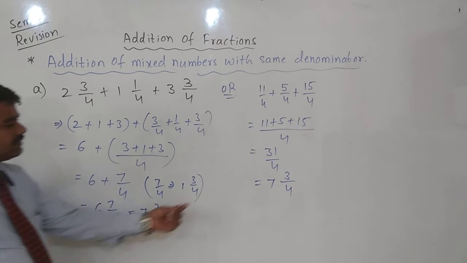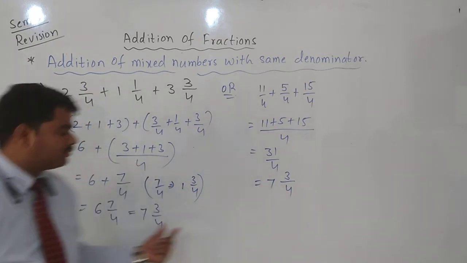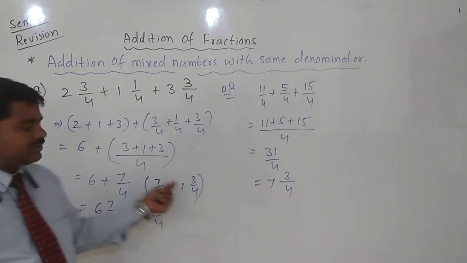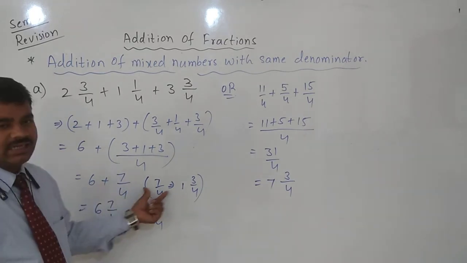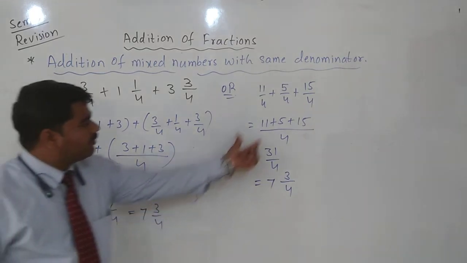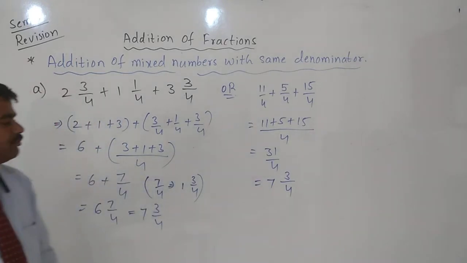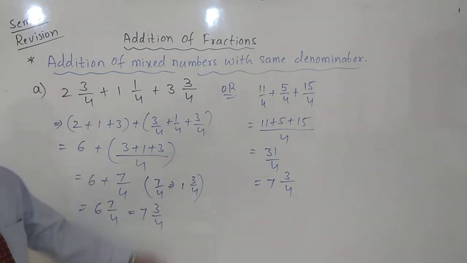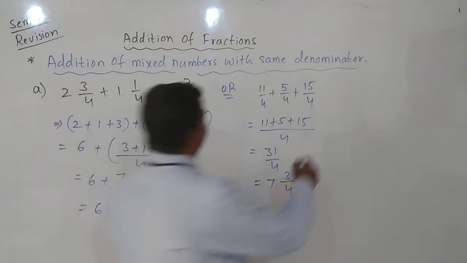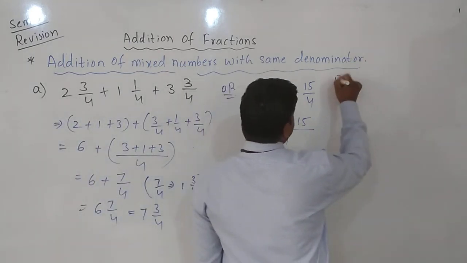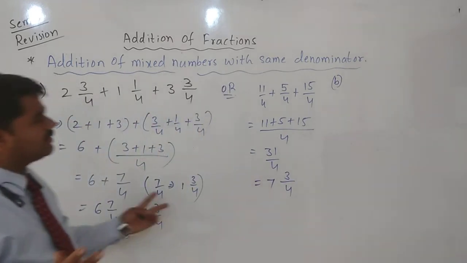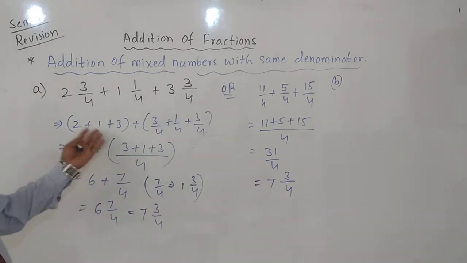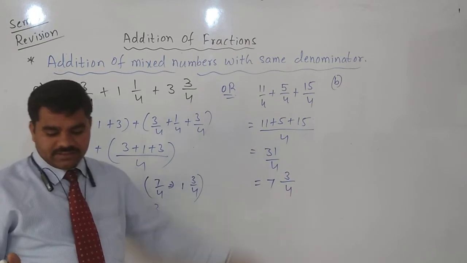This answer and this answer are both the same. You should not get confused. Here we took only the whole numbers and added them, and here the fractions we converted into improper fractions, then added. Both are the same. Correct? Write down this one. One more we will see. You can solve with any one method; if not both methods, you can follow either this one or this one.